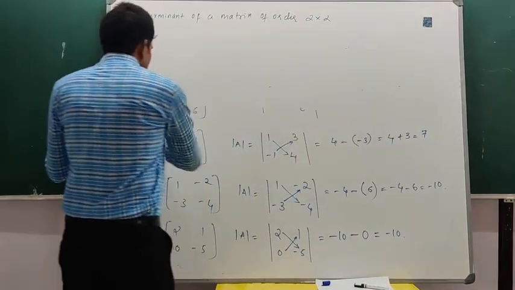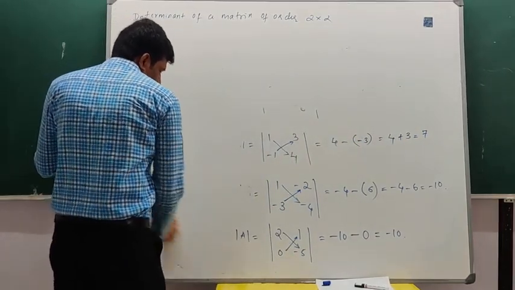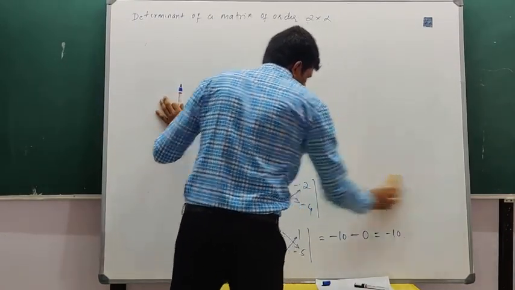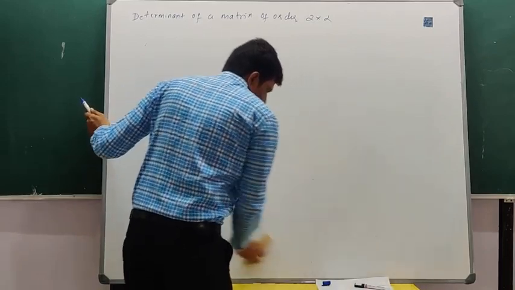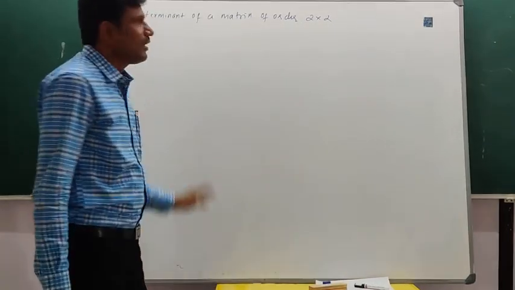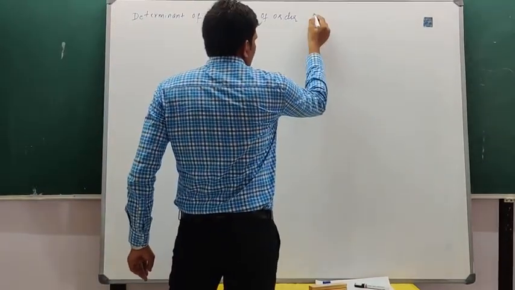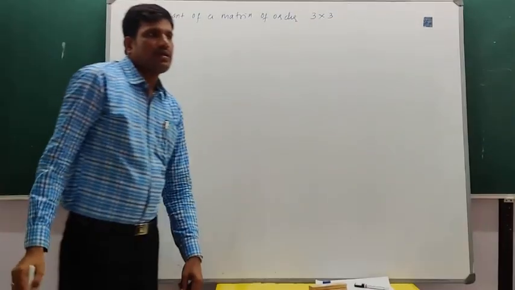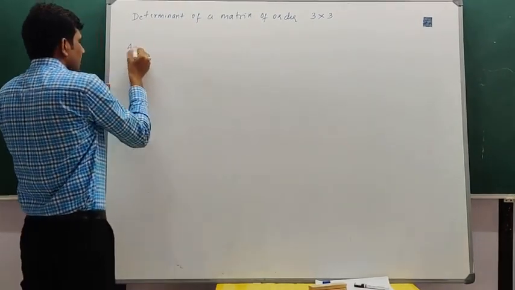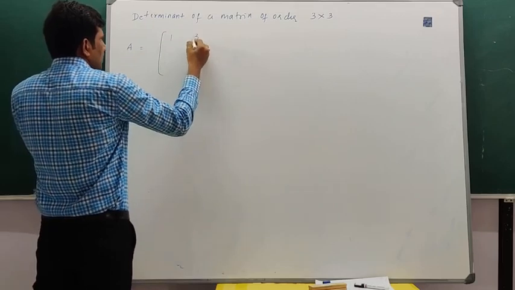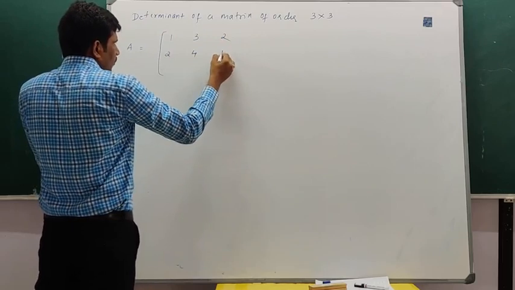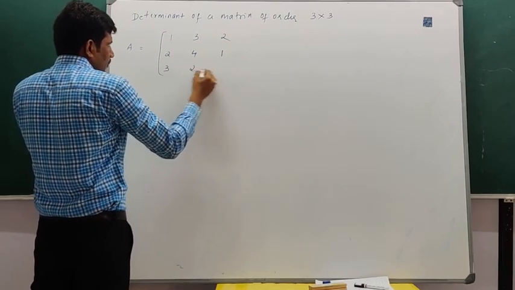Next, the most important thing is the determinant of a matrix of order 3 cross 3. For your syllabus we have only the expansion of 1 cross 1, 2 cross 2 and 3 cross 3. We have already seen the expansion of 1 cross 1 and 2 cross 2. Now we will see how to expand the determinant of a matrix of order 3 cross 3. What is the meaning of 3 cross 3? There are 3 rows and 3 columns. So I will take matrix A as 1, 3, 2, 2, 4, 1, 3, 5.